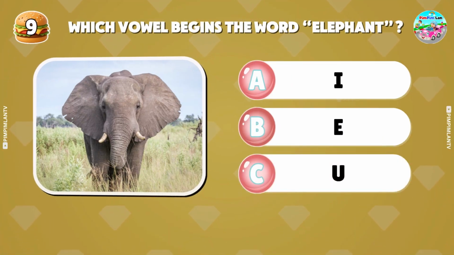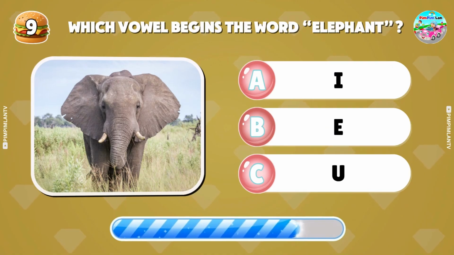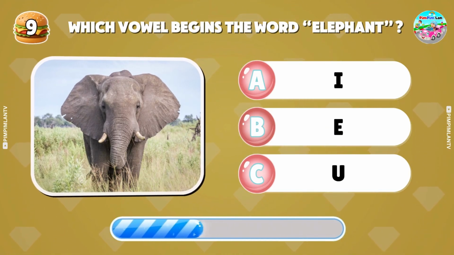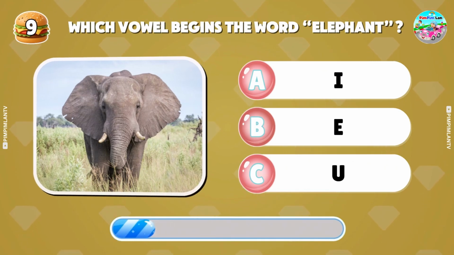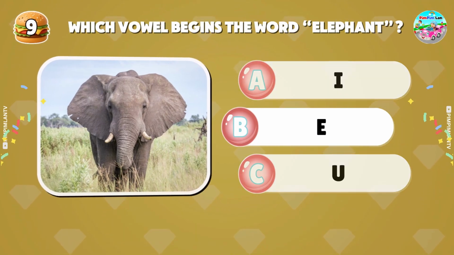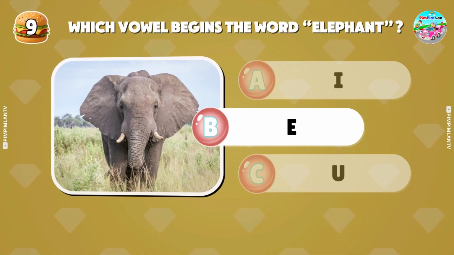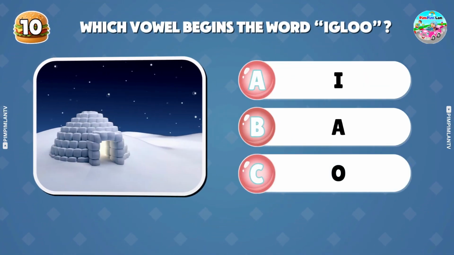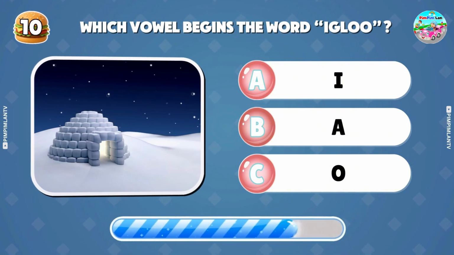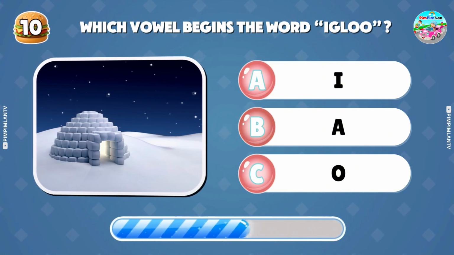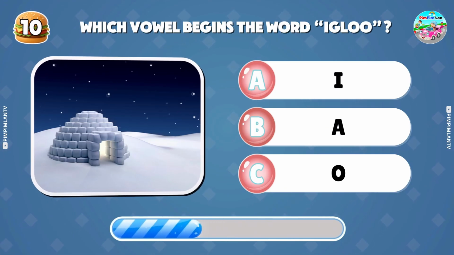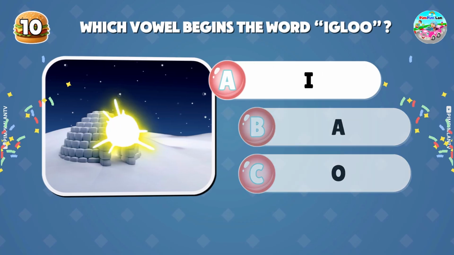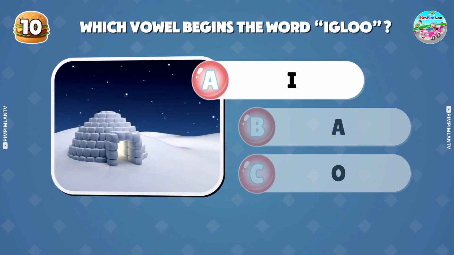Which vowel begins the word elephant? Elephant kicks off with a crisp E. Which vowel begins the word igloo? Igloo opens with that short I sound.